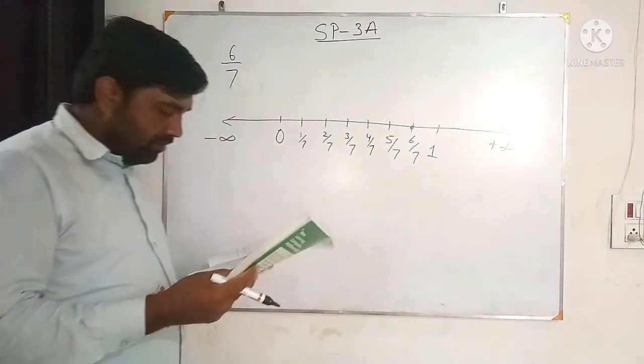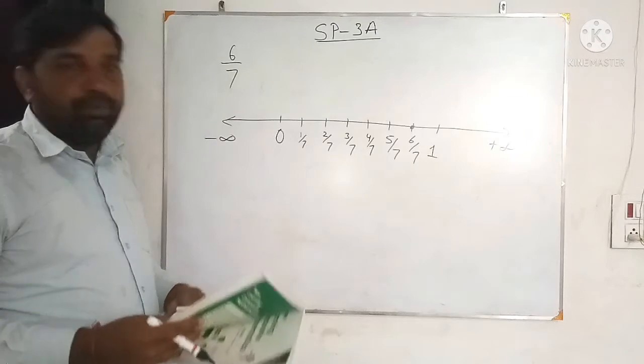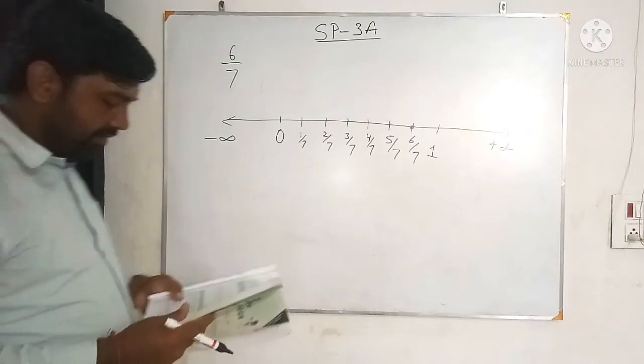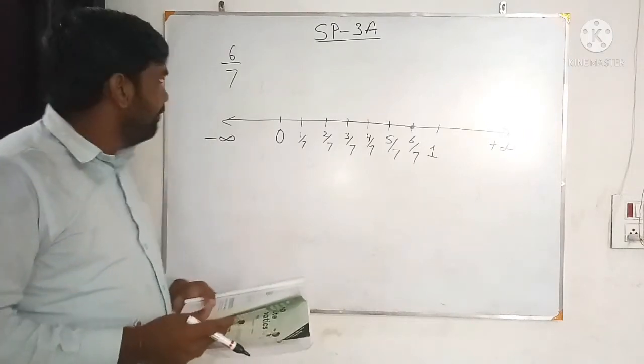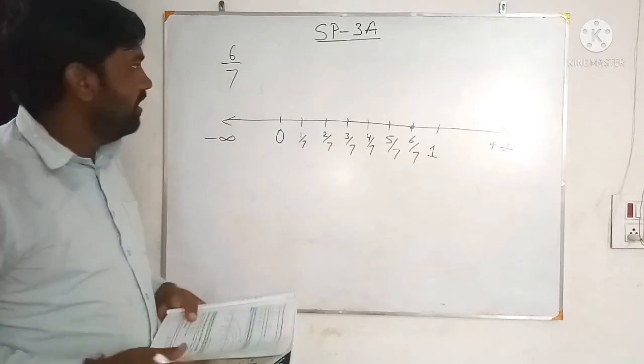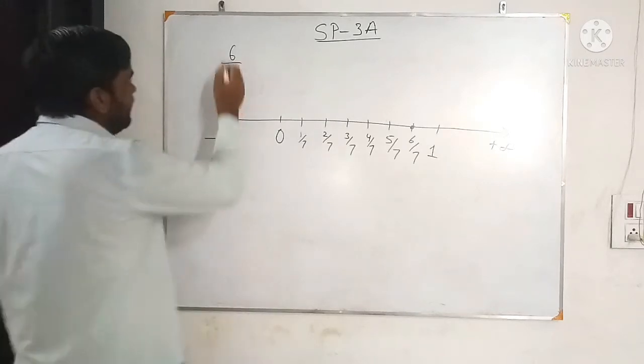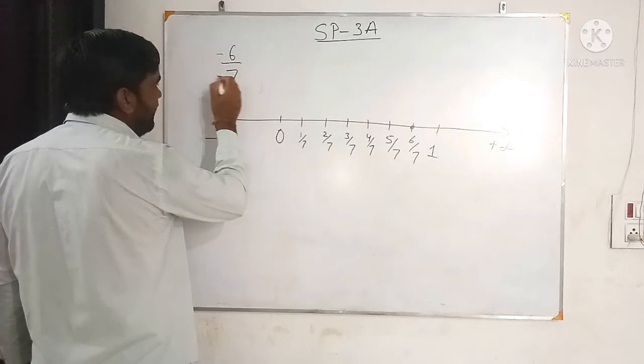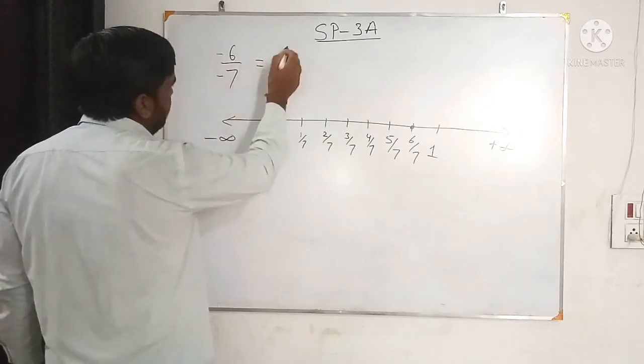A rational number is positive if both its numerator and denominator are positive, or if both its numerator and denominator are negative. Then also it will become positive only.